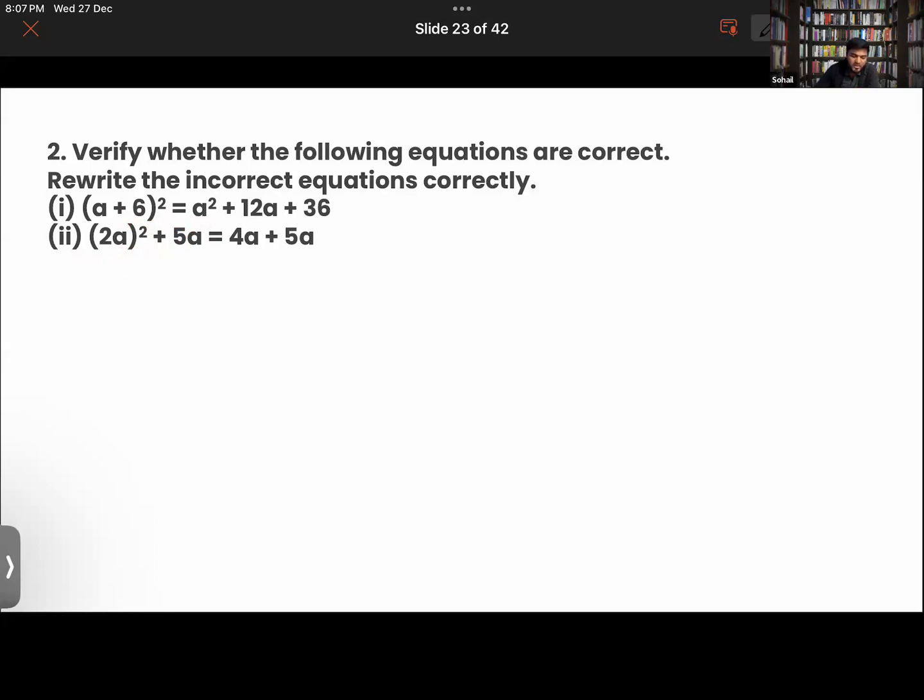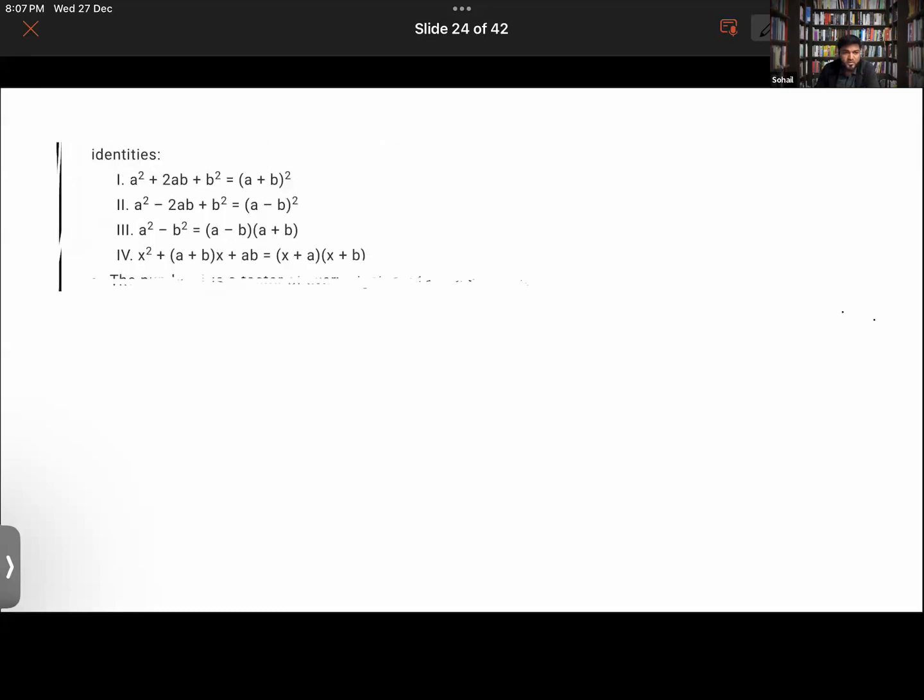Actually, you will see this is not an identity at all. So what is wrong in this? 2a whole square, so that becomes 4a square, right? While it is 4a, right? That is the thing. Okay, so we have studied all these identities. मैं कभी भी identities पूछ सकता हूँ class में. So everyone make sure you learn it.